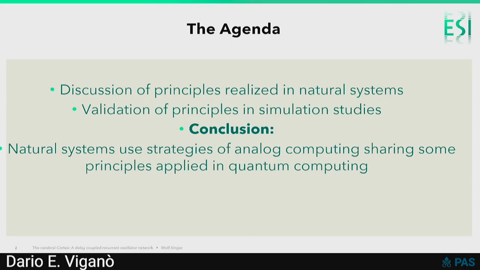So the agenda will be, I will briefly discuss some principles that are realized in natural intelligent systems, very briefly, very superficially, and then validate one of the principles in a simulation study, coming to the conclusion that natural systems use strategies of analog computing, which share, at least to our feeling, some principles that may be applied in quantum computing as well.